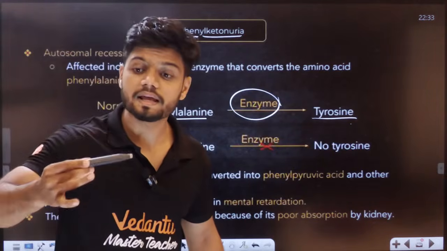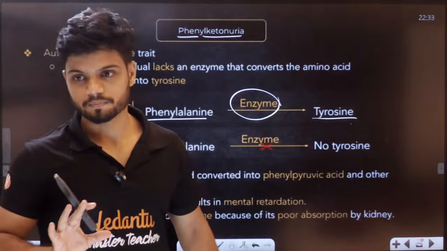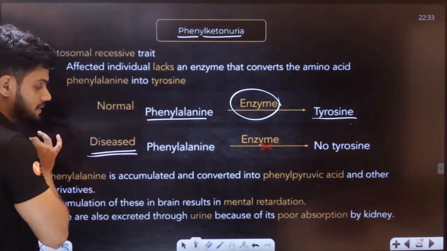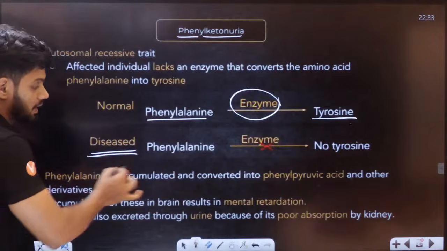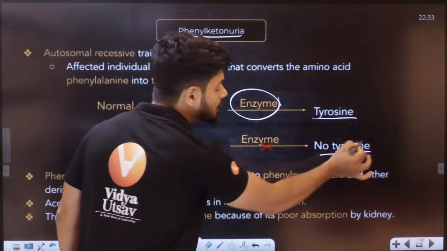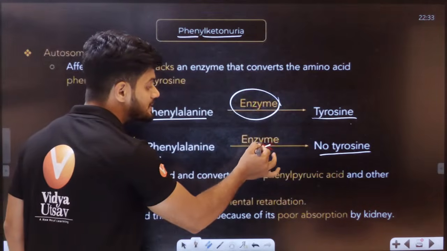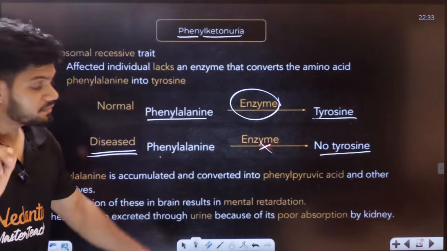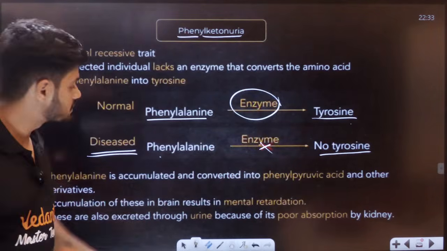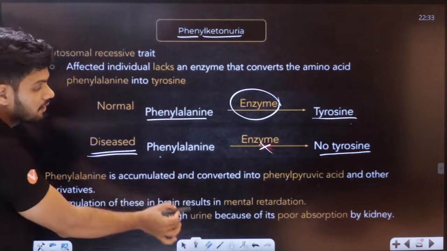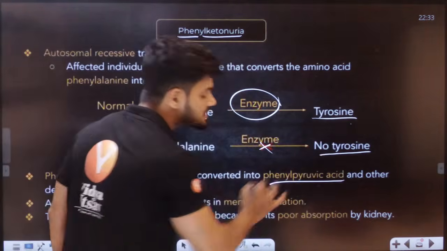Phenylalanine hydroxylase enzyme is present here. Okay. Now, in disease condition, what happens? In disease condition, phenylalanine is not converted to tyrosine because the enzyme is missing. If the enzyme is missing, what happens? Phenylalanine is accumulated and converted to phenylpyruvic acid.